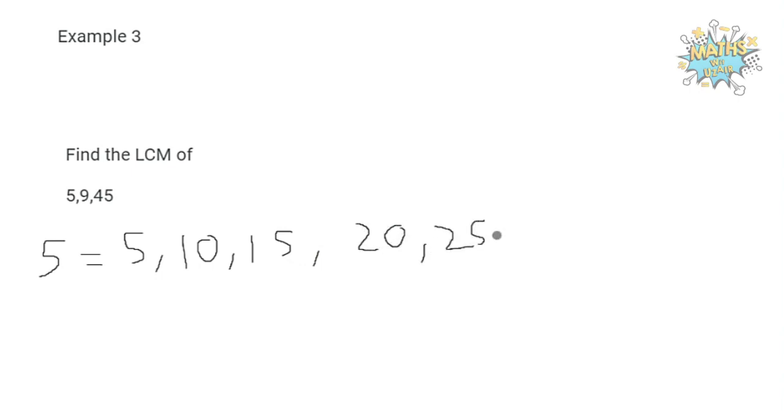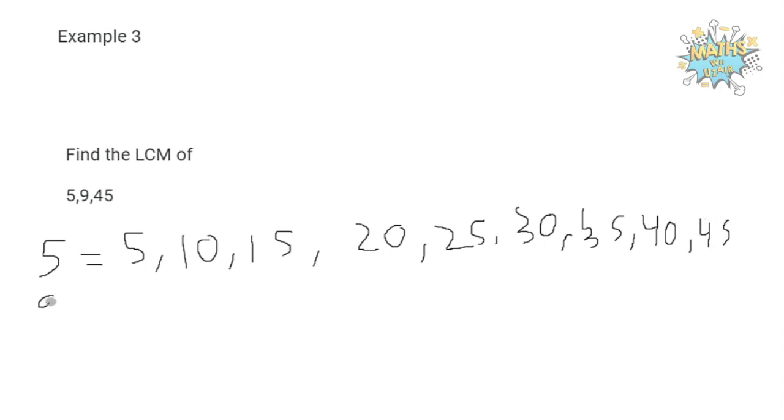Now let's look at our final example here. We've got 5, 9, and 45, and we've got to find the LCM of these three. So now let's look at the 5 times table. 5 times 1 is 5, 5 times 2 is 10, 5 times 3 is 15, 5 times 4 is 20, 5 times 5 is 25, 5 times 6 is 30, 35 is 5 times 7, 5 times 8 is 40, and 5 times 9 is 45.